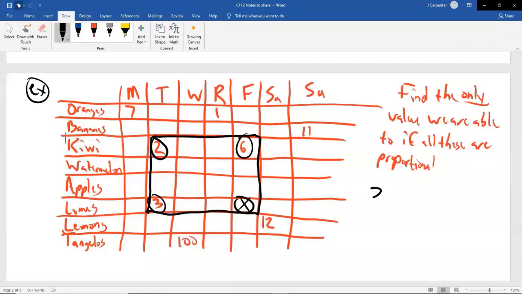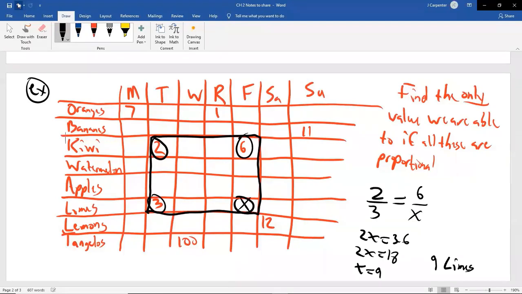What that tells us is that we get 2 over 3, so corner over corner. I went top over bottom, so be consistent, top over bottom, 6 over X. But again, there are 8, arguably 16 different ways to set up that proportion to ultimately get 2x equals 3 times 6, 2x equals 18, divide by 2, and you get x equals 9. So that would be 9 limes, because that's where x is, on Friday.